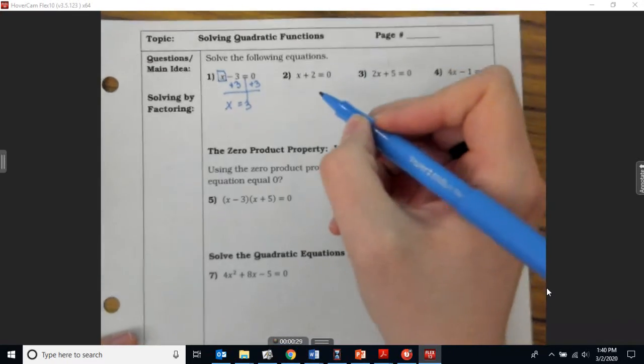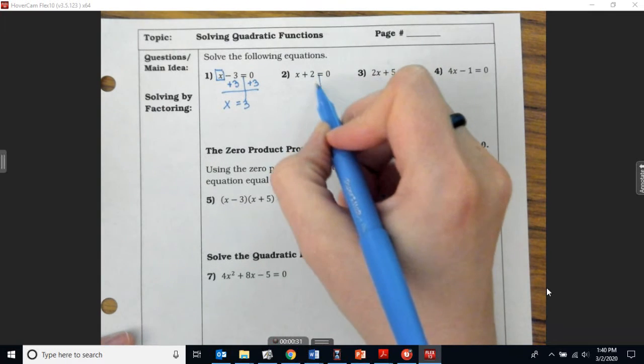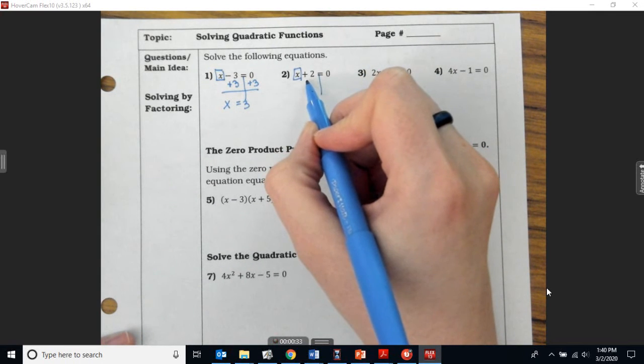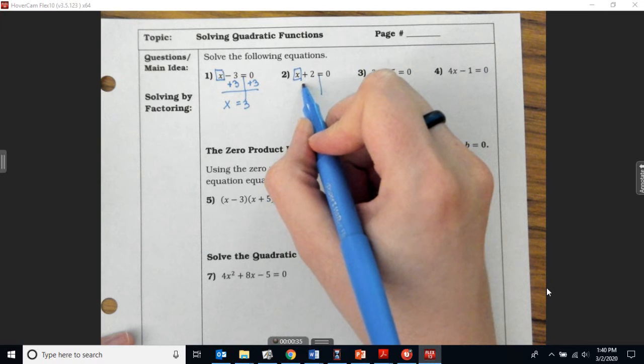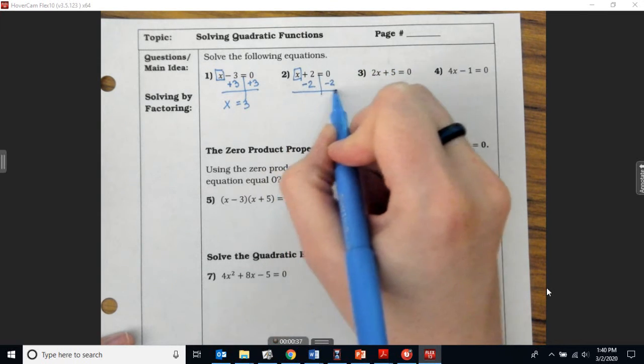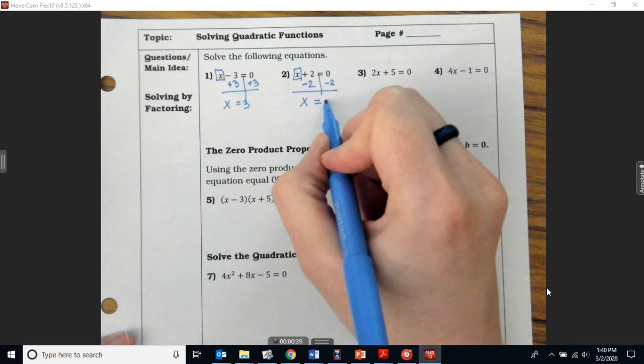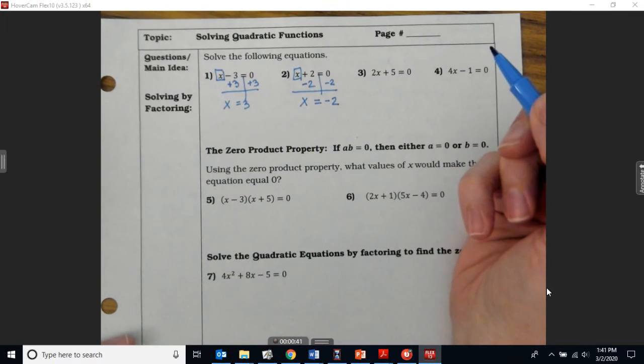We'll do the same thing here. We'll solve this one and do the inverse. So inverse of a positive is a negative. So minus 2 on both sides, and I get x equals negative 2.